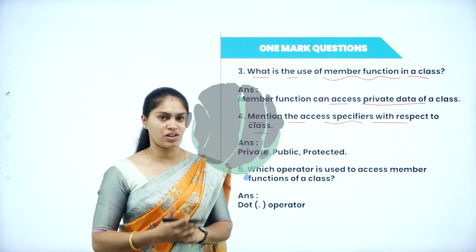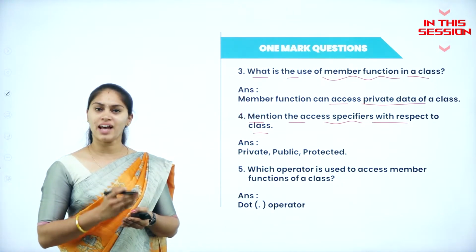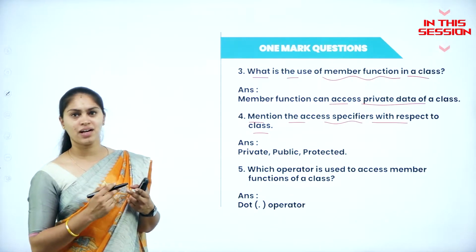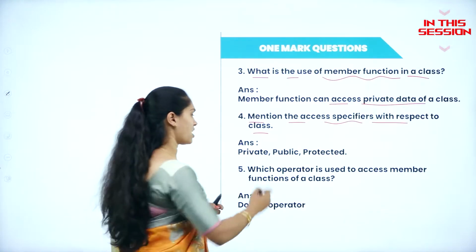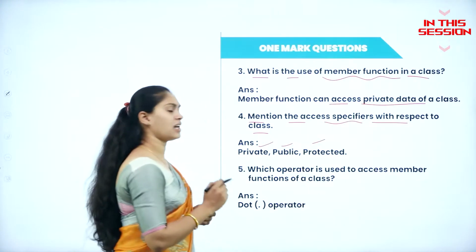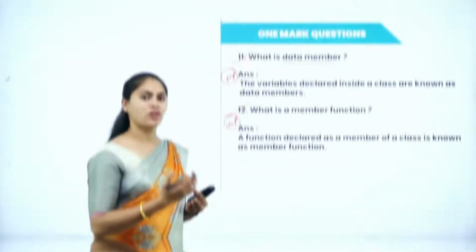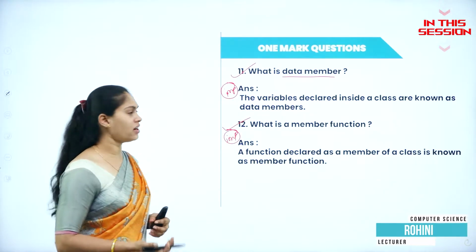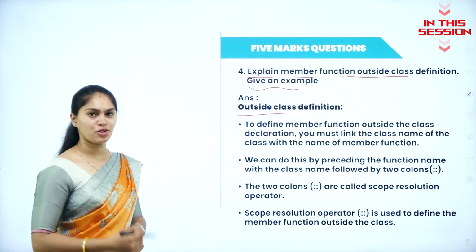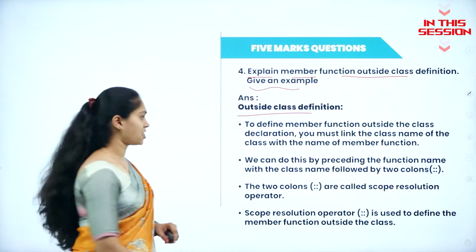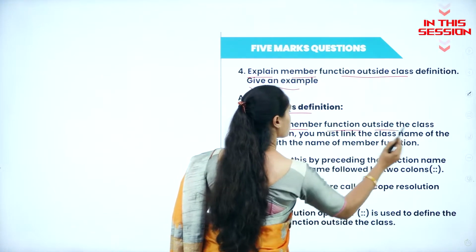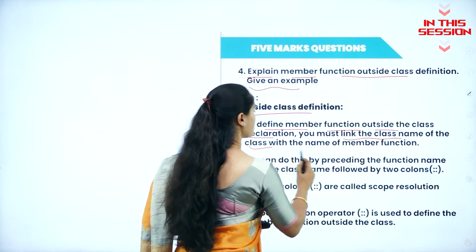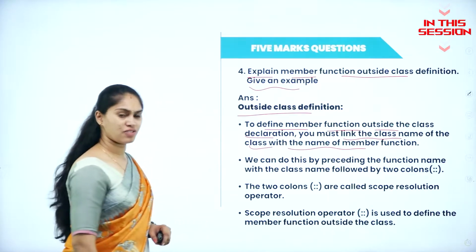What is access specifier? So you need to mention what are the access specifiers that we have in a class. Which are those? We have private, public and protected. Those are the three access specifiers that come under the class. Whatever variables I declare inside a class will be considered as what? Data members. How are we going to define the member function outside a class definition? To define the member function outside a class declaration, you must link the class name with the name of a member function.